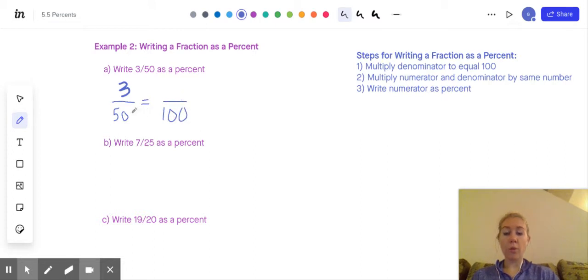So we need to decide 50 times what would give us 100. Well, I know 50 plus 50 is 100, so that's the same thing as saying 50 times 2. So 50 times 2 is 100. And step 2 says to multiply the numerator and the denominator by the same number. So if we know 50 times 2 is 100, we need to take 3 times 2 to get our equivalent fraction. And I know 3 times 2 is 6.